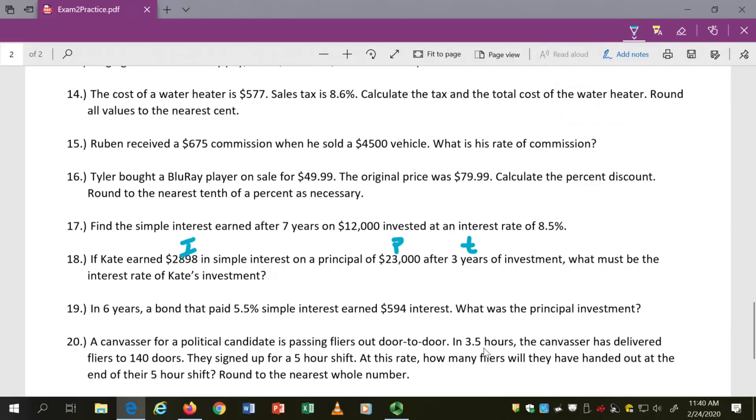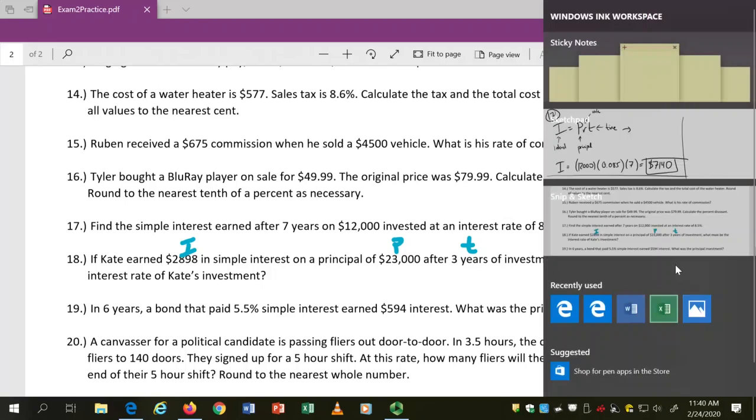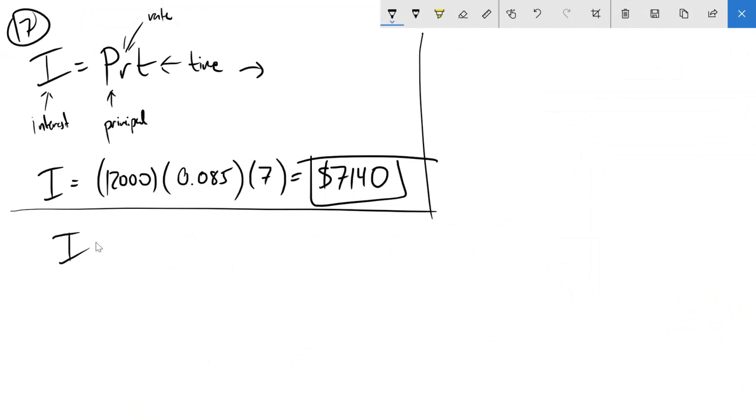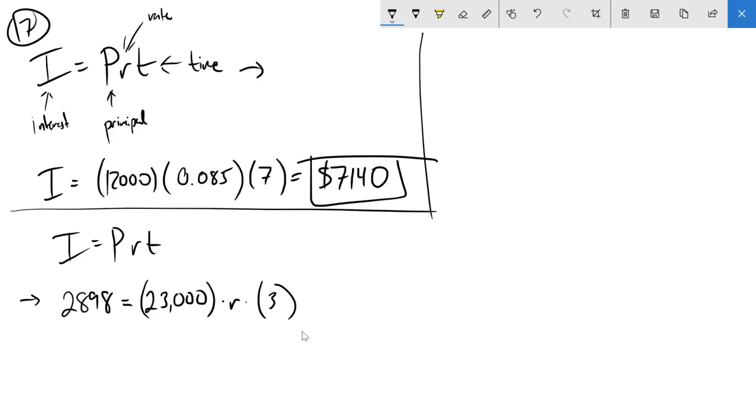Do you want to solve that? You want me to finish that one? Yeah. Sure. Okay. So it was 28.98 on 23. When we go back to our formula, I equals P R T. In that case, I know the interest. It was 28.98, right? So that goes on the left-hand side of the equation. The principal was 23,000? 23,000. The rate, we don't know. The time was what? 3 years? 3. Yeah. So how do you solve that problem? Divide by what?